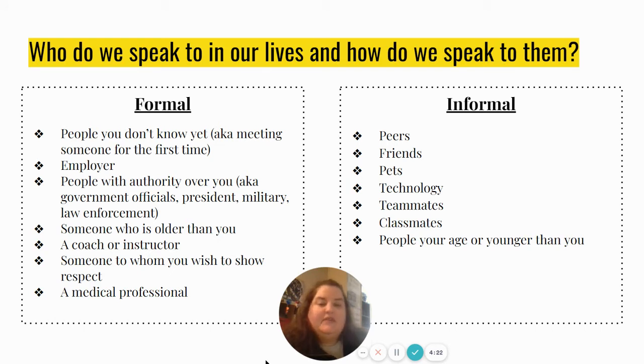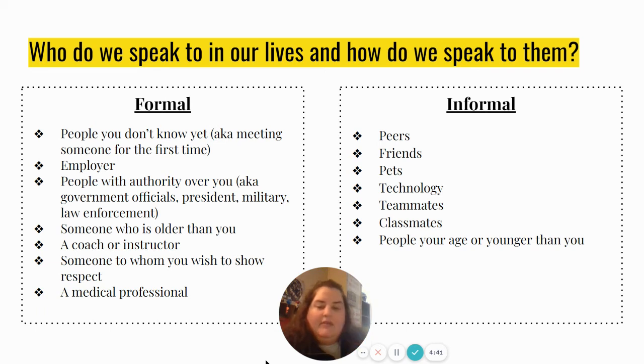Who do we speak to informally? We have our peers, people who are the same as us, in the sense that you see them a lot, you interact with them, etc. Your friends, pets, technology.